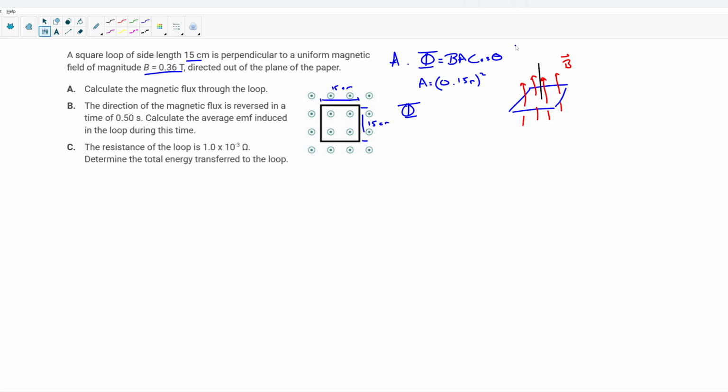All right, so theta equals 0. I'm going to be a little sloppy here, which means the cosine of theta is just 1. So the flux is just B times A. Nice and easy once I know what I'm doing. All right, so let's just do it.